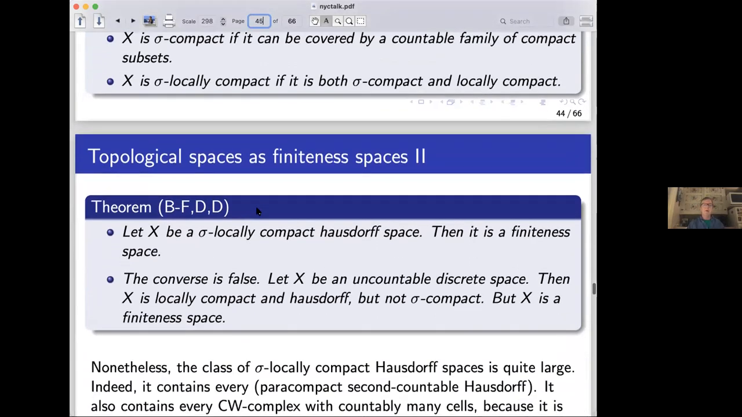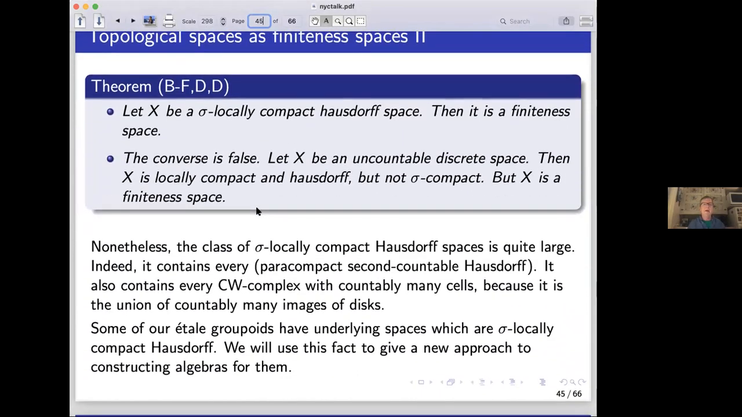And these three guys also managed to prove that if X is sigma locally compact and Hausdorff, then the above structure is a finiteness space. But as I said, it's not optimal because there are examples that don't satisfy that, but which are finiteness spaces. So that's where things stood. But now we at least have a pretty good class of topological spaces for which we can look at the corresponding groupoids and assign algebras to them using the previous ideas.